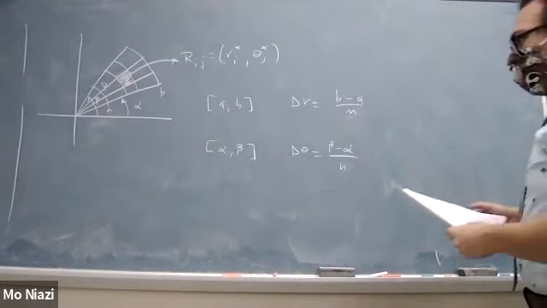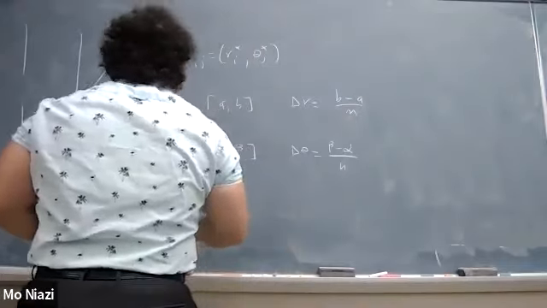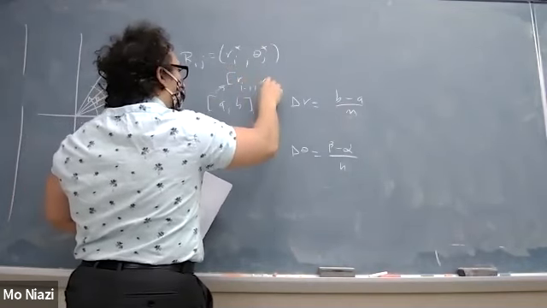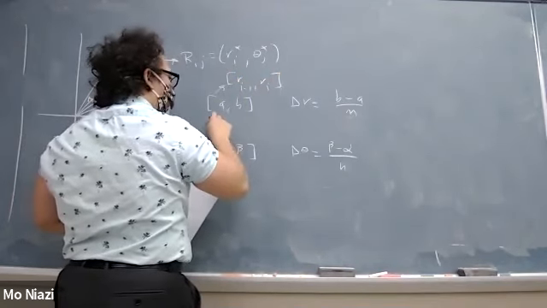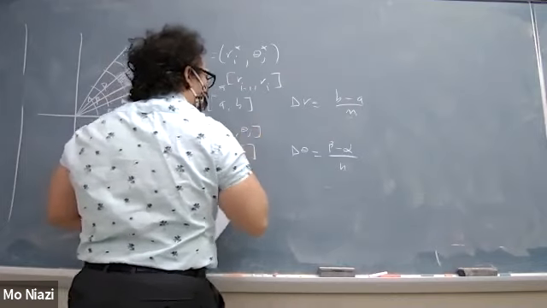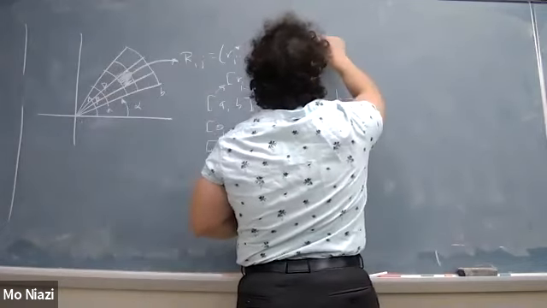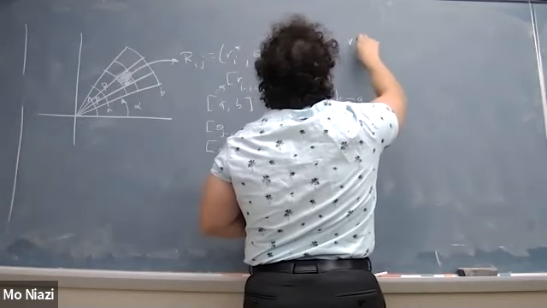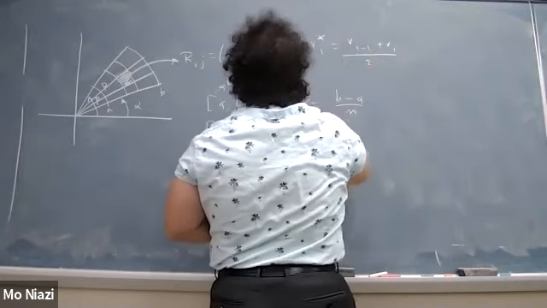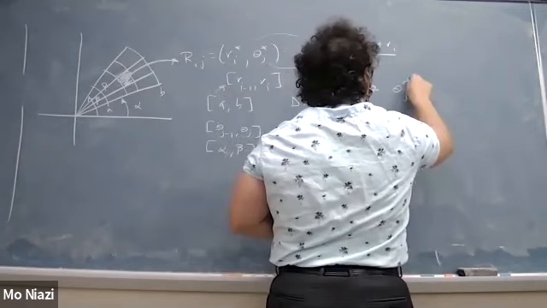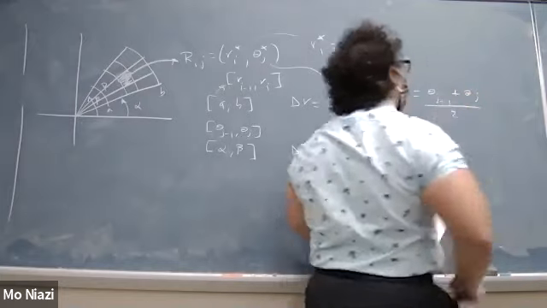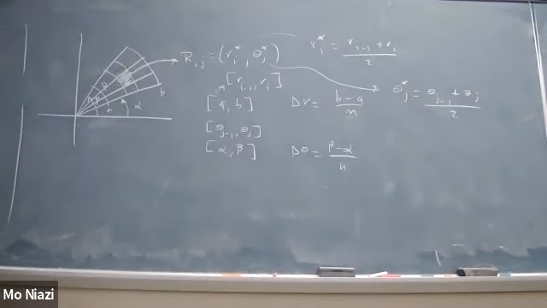So we chop this interval up. We chop this interval up. So that means this interval right here gets chopped up into some r_(i minus 1) to some r_i, and this, some theta_(j minus 1) to some theta_j. Where now r_i star is the same thing as (r_(i minus 1) plus r_i) divided by 2, and this theta_j star is the average of the j minus 1 and the j piece of this chopped up interval.